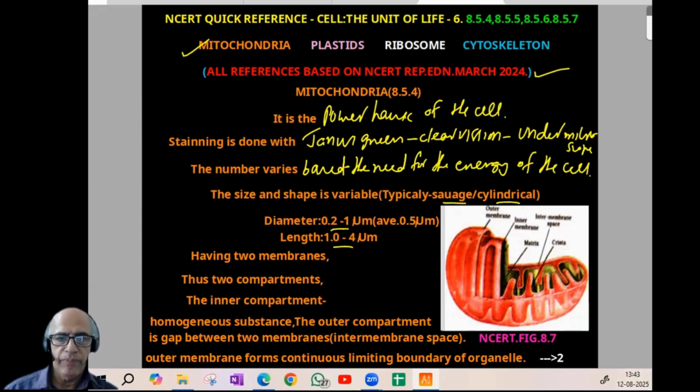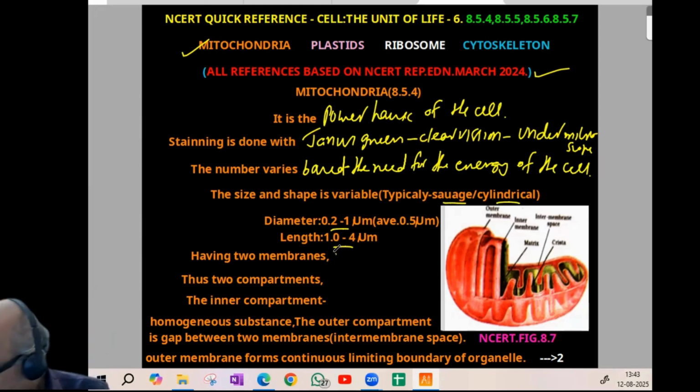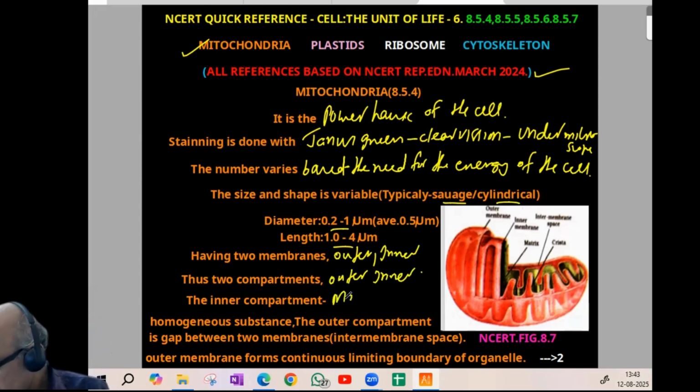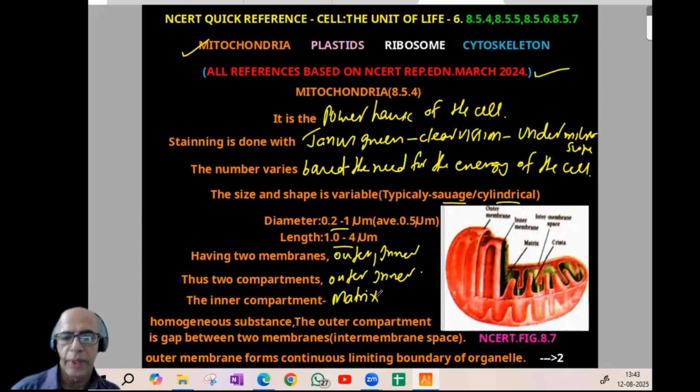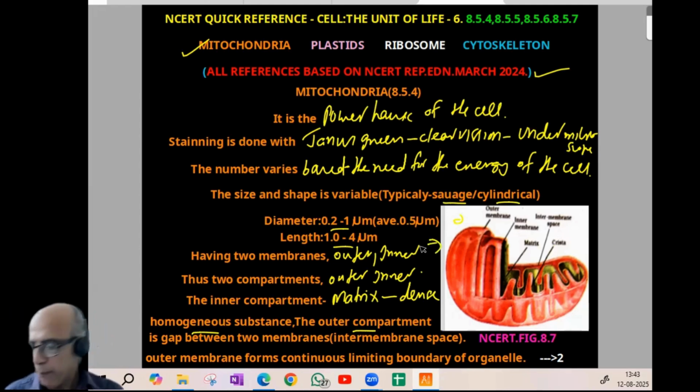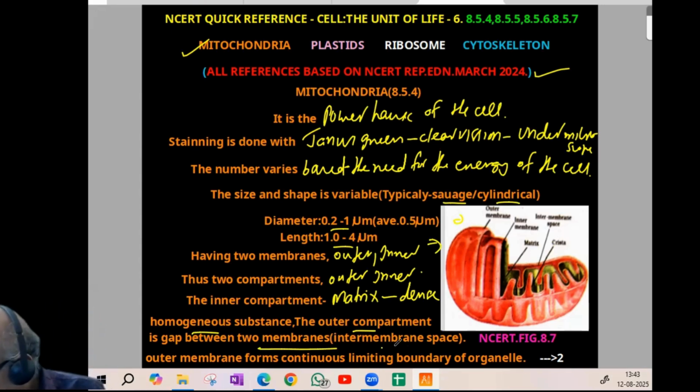That is NCERT value. And it has got two membranes. One is outer, other is inner. So automatically two compartments will be available. Outer compartment and inner compartment. And the inner compartment forms what is called matrix. Inner one, and it is a dense, homogeneous substance. Outer compartment, the diagram you can find here. The outer compartment is the gap between two membranes. That is otherwise called intermembrane space.